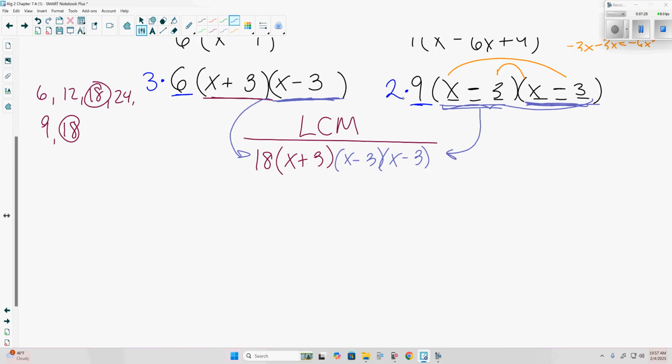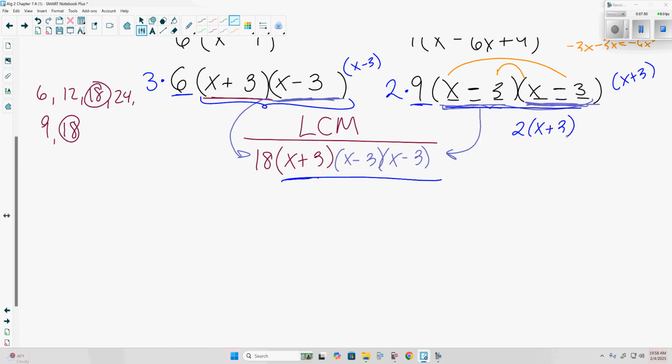The one on the left, x plus 3 times x minus 3. What is this missing that this has? It's x minus 3, so we'd have to multiply by x minus 3. The one on the right does have x minus 3 and x minus 3 twice, but it's missing an x plus 3. So really, this one on the right is being multiplied by 2 times x plus 3.